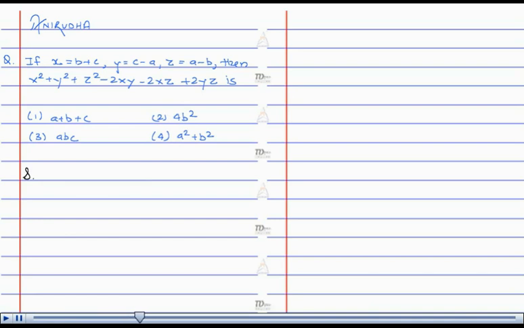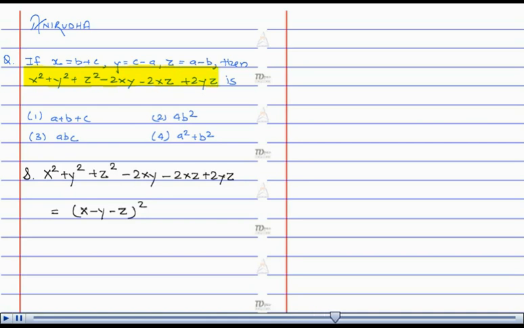We have to find the value of x square plus y square plus z square minus 2xy minus 2xz plus 2yz. The above expression can be written in compact form as x minus y minus z whole square. On expanding x minus y minus z whole square, we get the expression given, that is x square plus y square plus z square minus 2xy minus 2xz plus 2yz.